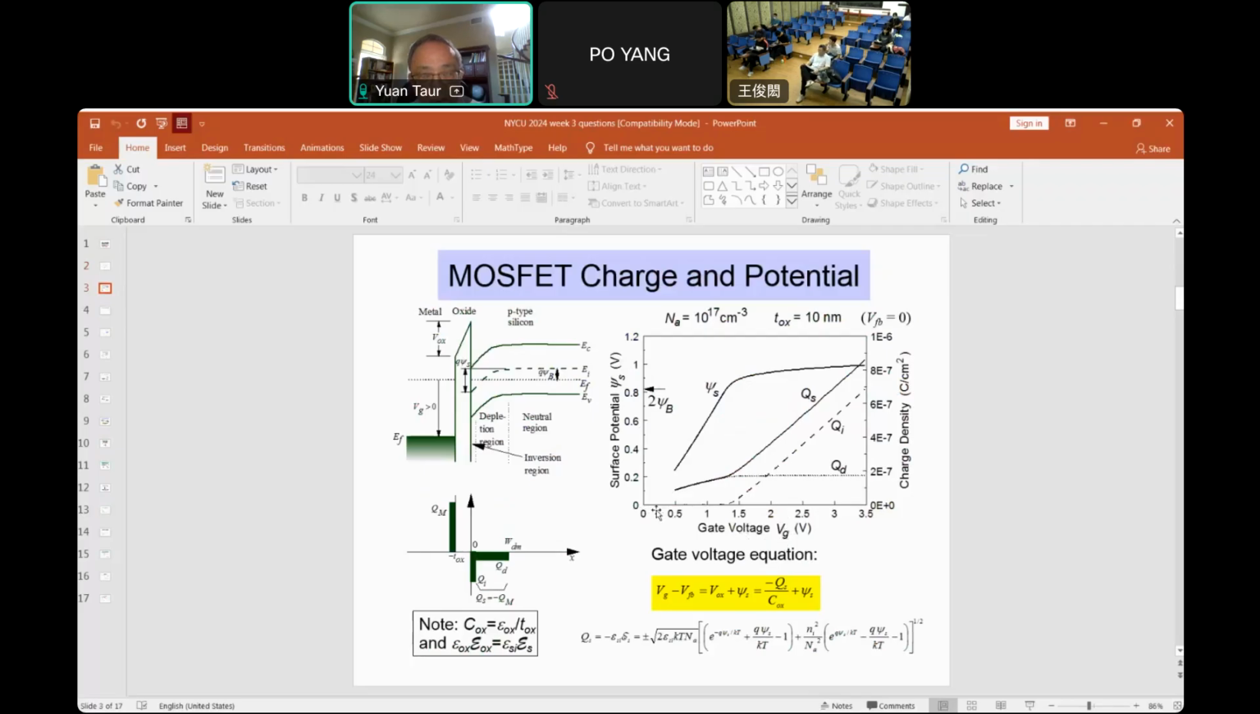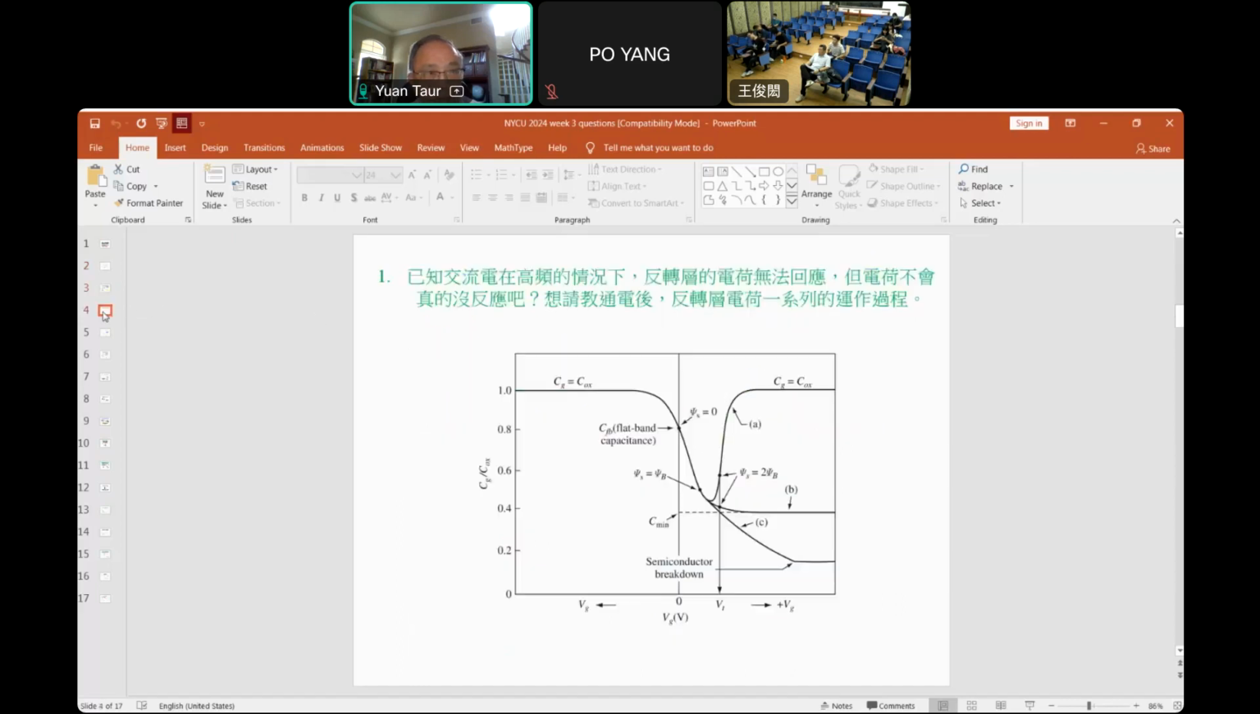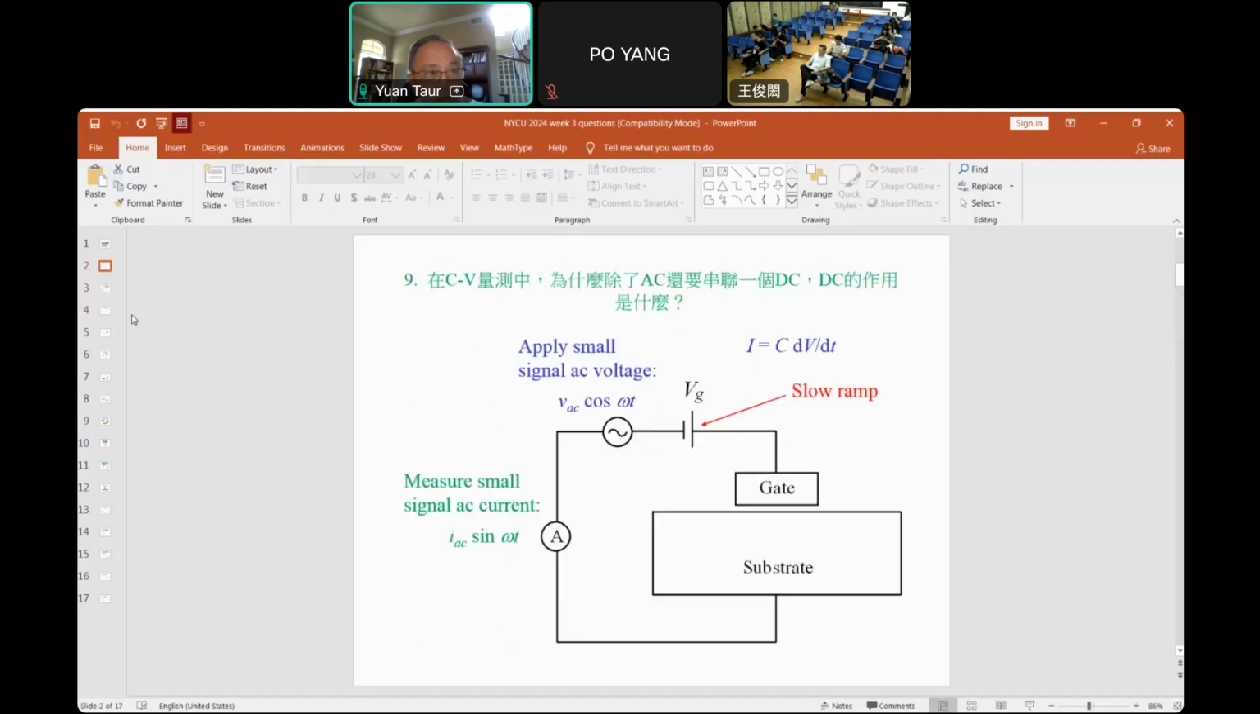So in the CV meter, it sweeps VG from 0 to, in this case, 3.5 volt, let's say, in maybe a minute or two, so that it's a slow sweep. And as far as the charge response is concerned, it's essentially a DC for any given bias point. Yeah. So that's this question.